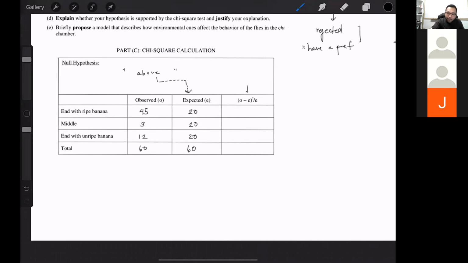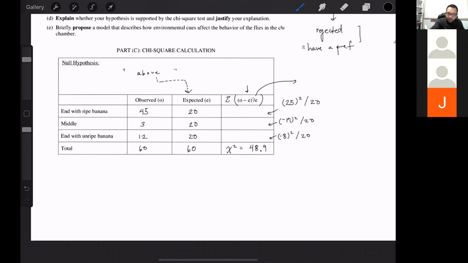So the chi-squared formula is actually the sigma of this value right here, and sigma simply means that we add all of this up. So if we do the math, then observed minus expected in the first block is going to be 25 squared divided by 20. This is going to be negative 17 squared divided by 20. And this one's going to be negative 8 squared divided by 20. And if I remember correctly, you guys can do the math here to fill it in yourselves. And that number is going to be something like 48.9, something like that. Okay, that's going to be the number. So far, so good. All right.